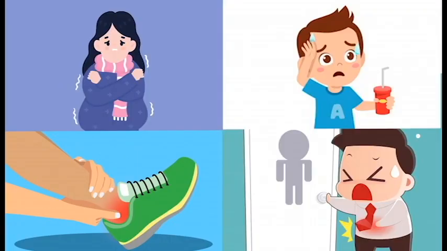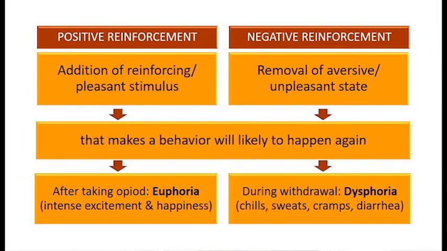When taking opiates, users will likely have a sense of euphoria, which is the feeling of intense excitement and happiness. However, during withdrawal, users often experience chills, sweat, cramps, and diarrhea, and it stops when they relapse. So in our case, the motivation and drive for opiate taking behavior is a transition from positive reinforcement, which is to feel the euphoric effect of opiates, to negative reinforcement, which is to remove the aversive effect of withdrawal.